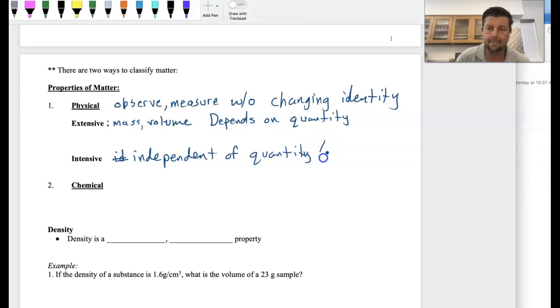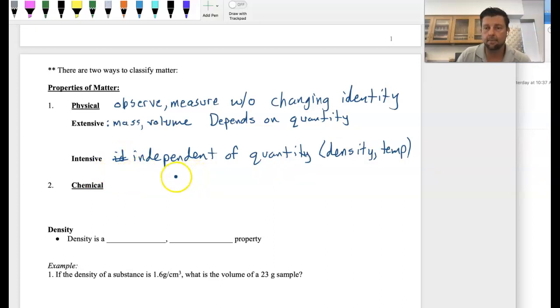These would be things like density, temperature, and if I have some water coming out of the tap and I just get a few drops, or if I get a huge tub of it, it's going to have the same temperature. Now we can talk about changes to that.